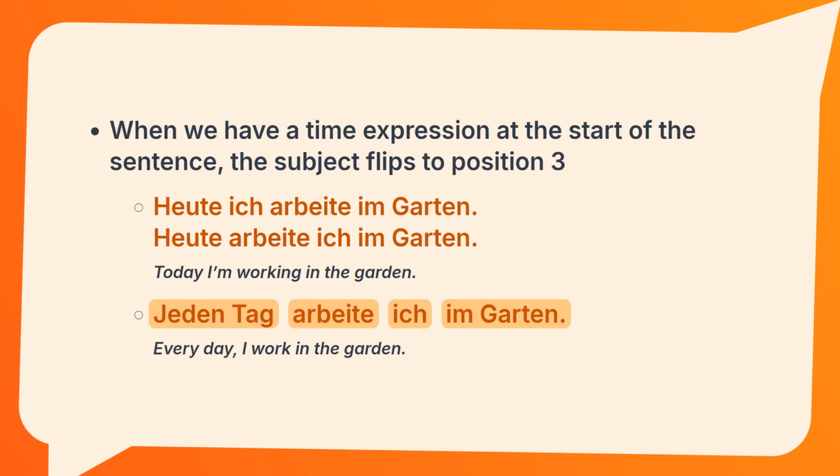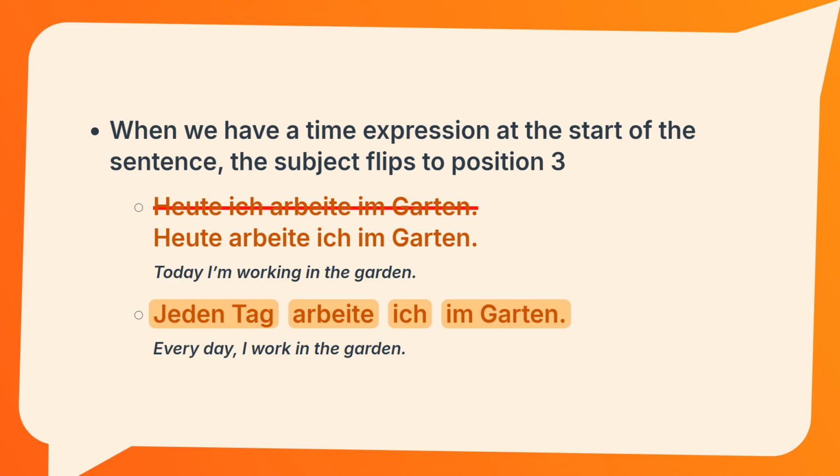Now let's take things one step further. When we want to place a time expression at the start of the sentence, that will become the first element in the sentence. So for the verb to stay in second place, we need to flip the subject into position 3. So instead of saying, Heute ich arbeite im Garten, we say, Heute arbeite ich im Garten.